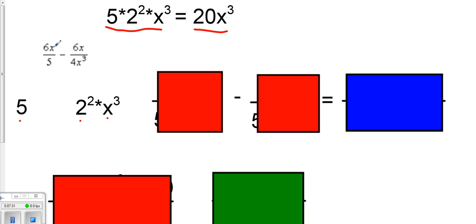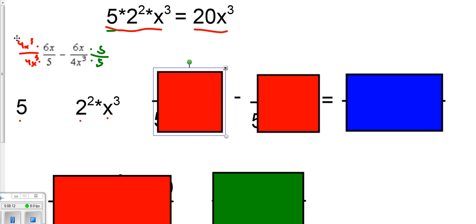Now looking at our left side, what are we missing? We have the 5, but we're missing 2 squared and x cubed. So we're going to multiply it by 4x cubed on the top and on the bottom. Now looking at our second one, the 6x over 4x cubed. 4x cubed is the 2 squared times x cubed, so the only thing it's missing is this 5. So we're going to multiply top and bottom by 5. That'll help change both of our rational expressions so they have a common denominator.